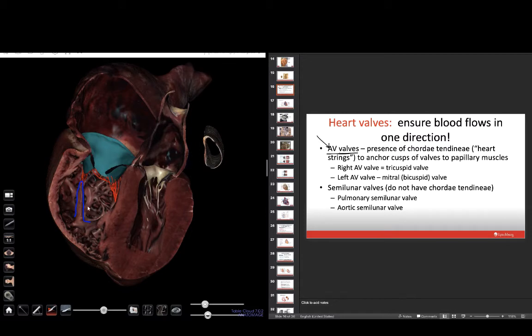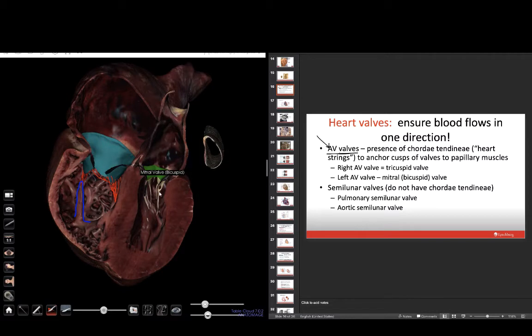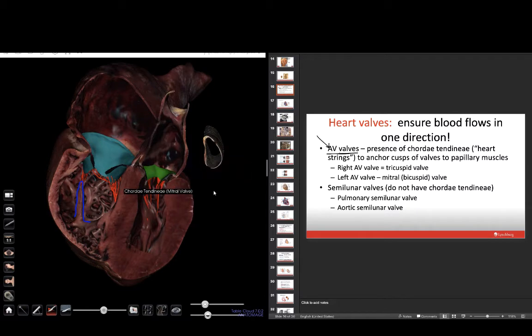to prevent the cusp or the flaps of the valve from everting into the atria under the pressure that the ventricles create. We see the same setup on the left side of the heart with the left AV valve, otherwise known as the mitral valve or bicuspid valve. It also has chordae tendineae, which I will color so that we can see them, and they are also anchored to papillary muscles in the left ventricle.